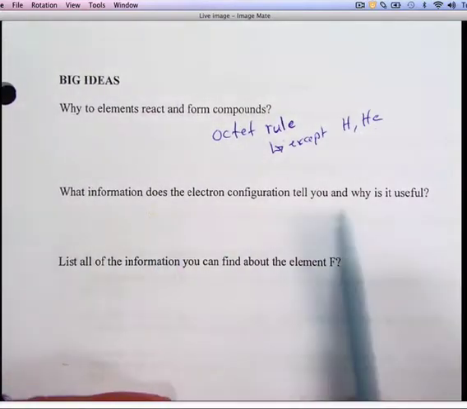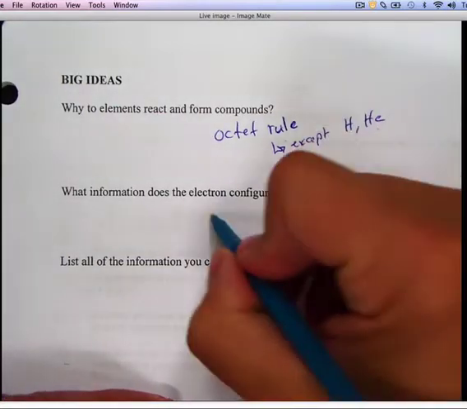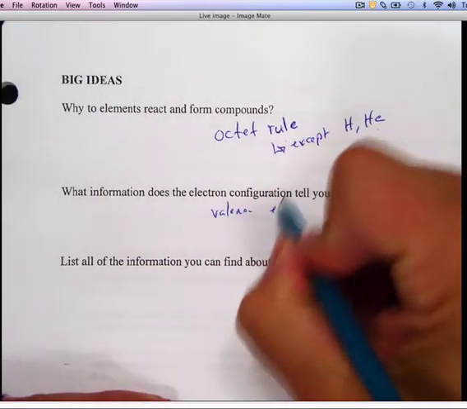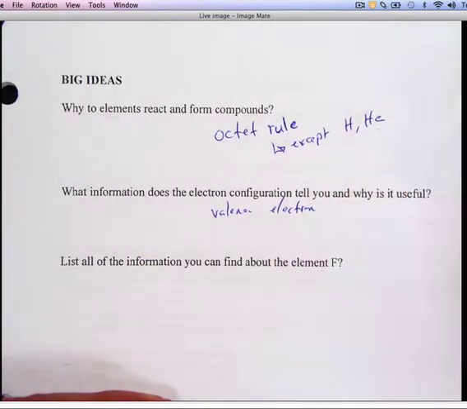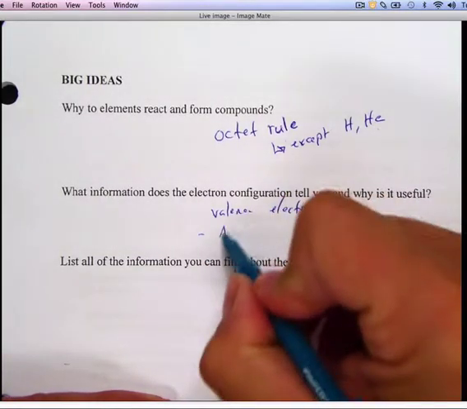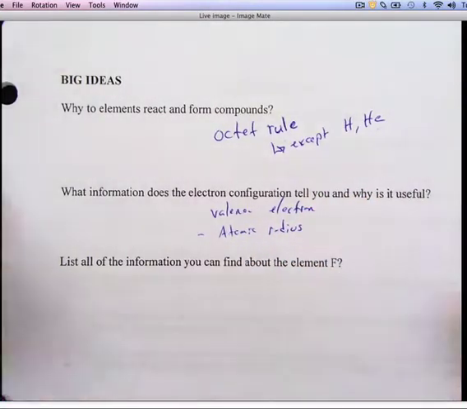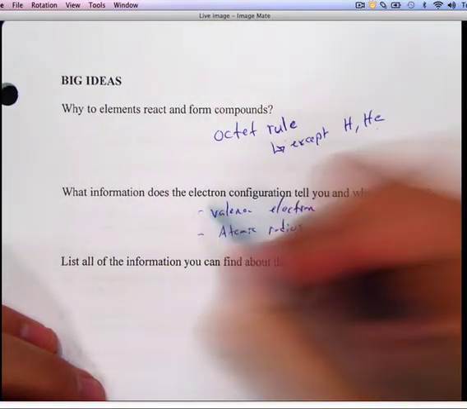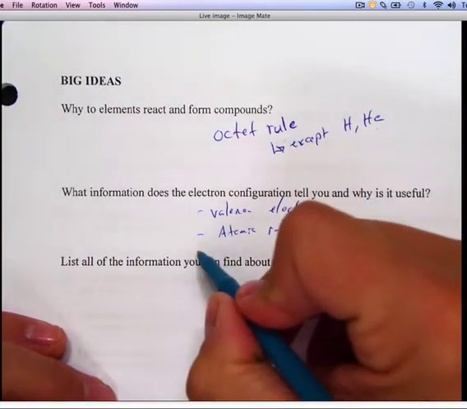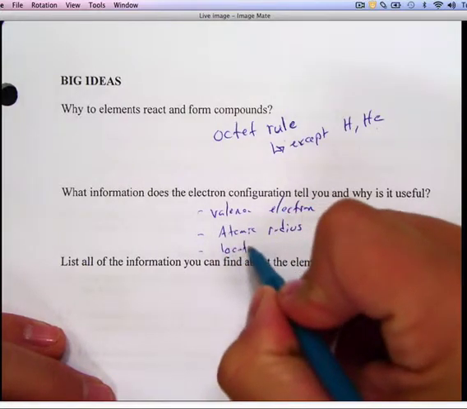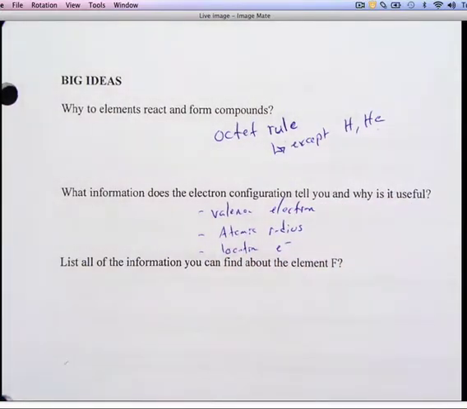So what information does electron configuration tell you, and why is it useful? Well, it tells you your valence electrons, for one. It can tell you the atomic radius, which is a trend we talked about. The bigger an atom is in radius, the easier it is to get rid of an electron. The more protons it has, the more pull it has on those electrons to get them closer, so the radius gets smaller. So valence electrons, atomic radius, and it tells you the location of every electron, on every level and in every sublevel.